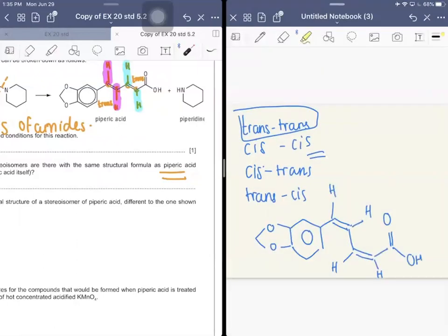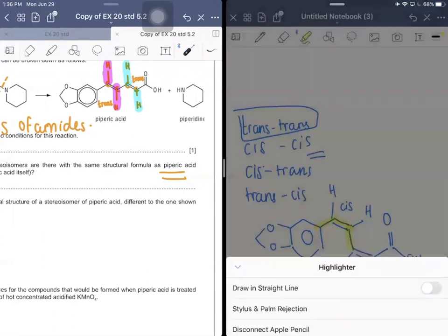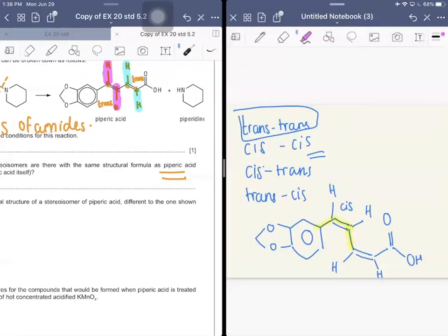So if you look at this, the priority group is on the same side. Therefore, this is cis. And then for the other double bond, I'm going to use a different color highlighter. That's the double bond, and that's the bond for the priority group. So you can see that they are again on the same side of the double bond. So this is how you draw a cis isomer of piperic acid.